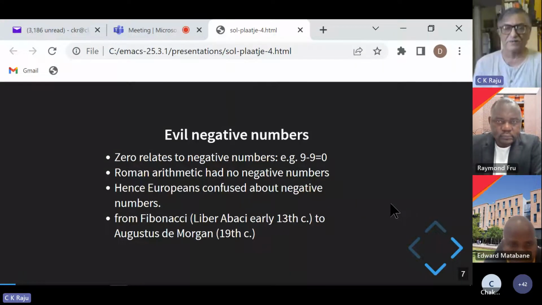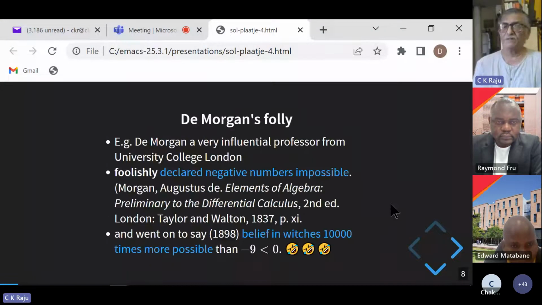And somebody understood, somebody did not. De Morgan did not understand. So he was a very influential professor from University College London, and he declared negative numbers impossible.